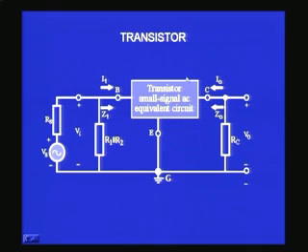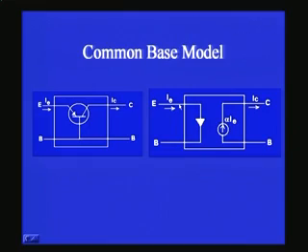So the problem now is how to get an equivalent circuit for a transistor. Now let us for simplicity take initially the common base transistor. The common base transistor, you can see in the figure, is shown like this. This is the emitter and this is the collector, and the base is common to both the input and the output.